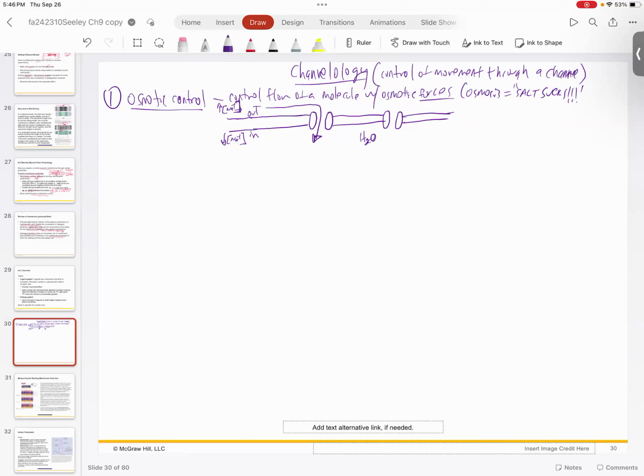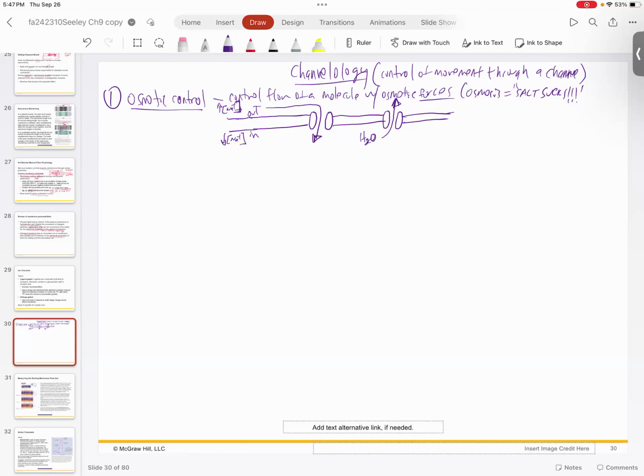Yep, it's going to go out, right? Because that's where the salt concentration is. And by osmosis, it's just basically going to go out and chase that salt pile that's outside. So what have I done now? What I've done is I've controlled movement across my membrane through my channel simply by manipulating these osmotic pressures, right?